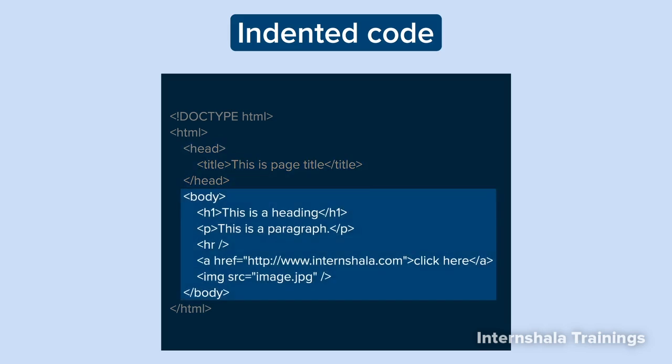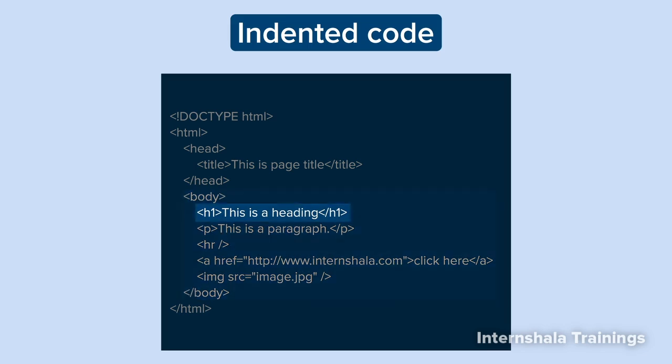Next, we have the body element that contains all other elements that are directly visible on the web page. For example, the h1 tag is used to add a heading. The p tag is used to add a paragraph. The hr tag is used to add a horizontal line, which is a self-closing tag. The a tag is used to add a clickable link that redirects the user to a different page. The content inside the opening and closing tags is visible on the page, that is, click here. This content is linked to a URL which is defined in the href attribute. This means if you click on click here, you will be redirected to Internshala's website.